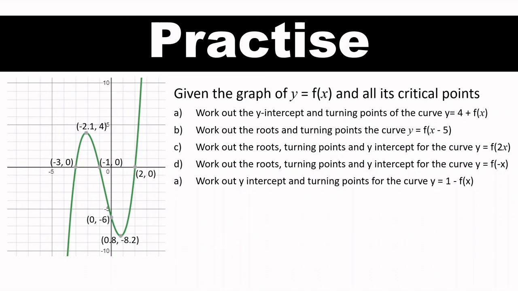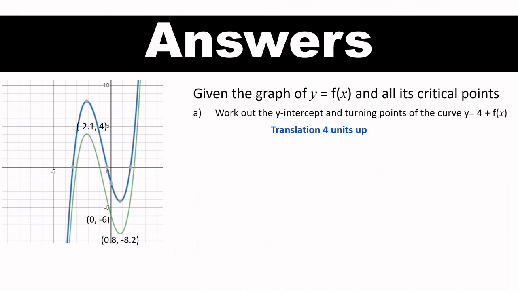Onto our second curve now. If I were to add 4 outside the brackets, I know that's going to affect my graph vertically. It's going to affect the y-coordinates. And that's going to be a translation of 4 units up. So my previous maximum point will move up 4 units to the point negative 2, 8. My previous minimum point will move up 4 units to the point 0.8, negative 4.2. And my previous y-intercept will move up 4 units to the point 0, negative 2.